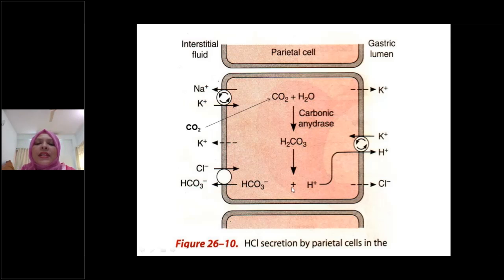Okay, this hydrogen ion, see here, comes into the gastric lumen in exchange of potassium by hydrogen potassium ATPase pump. Another name of hydrogen potassium ATPase pump is proton pump. This hydrogen ion comes into the gastric lumen in exchange of potassium by hydrogen potassium ATPase pump, that is proton pump.